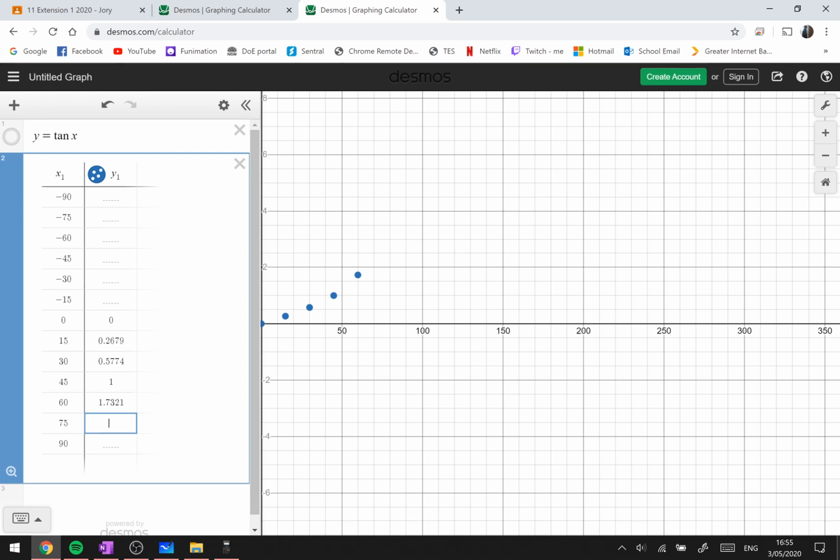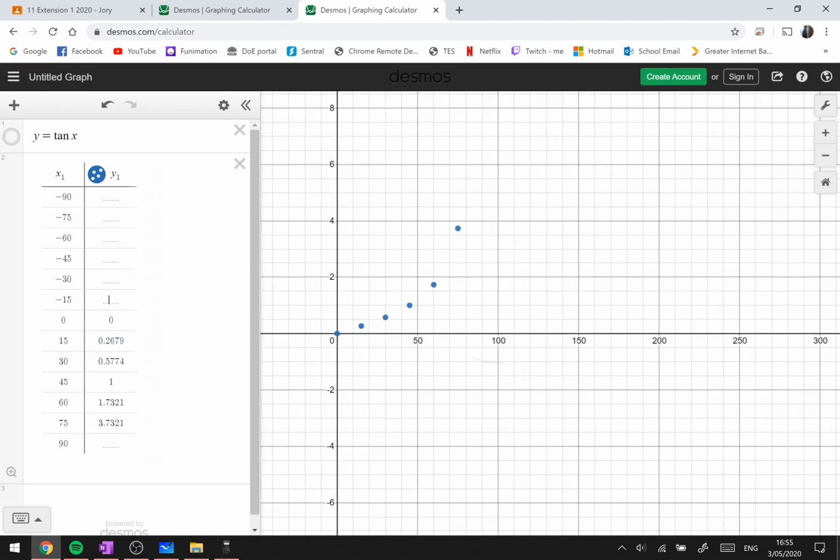Tan of 75 degrees is equal to 3.7321. Okay, now look at this one. You'll notice that 90 degrees is not actually going to help us too much with this one, but 90 degrees gives us the math error. So I'm actually just going to leave that one where it is.